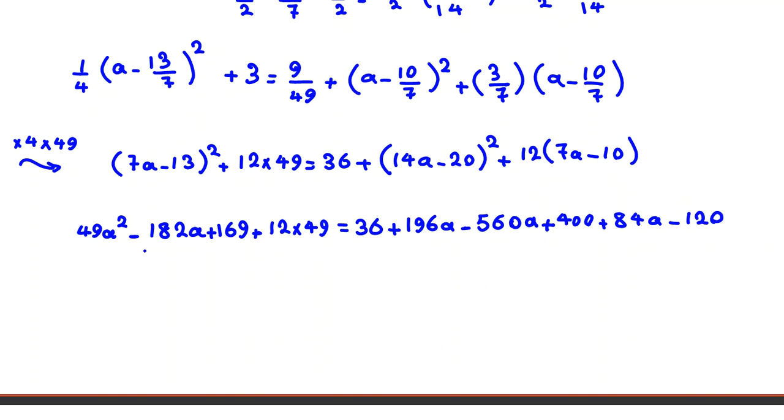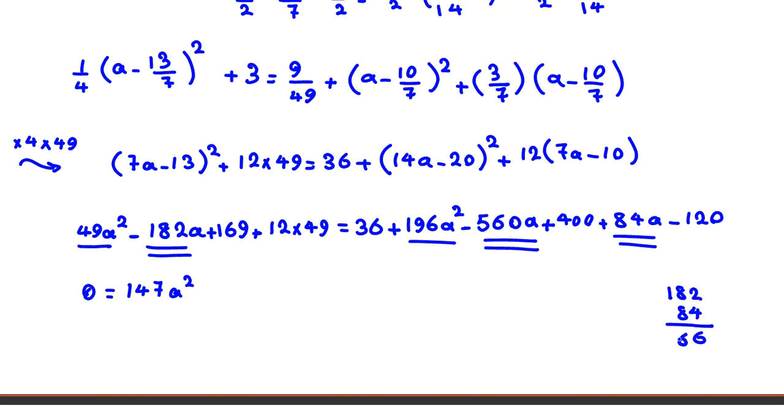Okay, now let's try to simplify as much as we can. Here it is A squared. So 49, 196, so 0 equals 51, 147A squared. And then for A, it will be what? All terms that contain A. So 84, 182. 182 plus 84 is 266. And then if we consider this one, it will be minus 560, and it will be 300. So 300, it will be 294, minus 294A. And if we consider constant terms, 120, this one 12, 169.